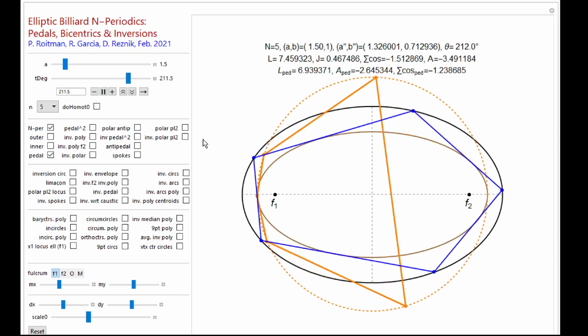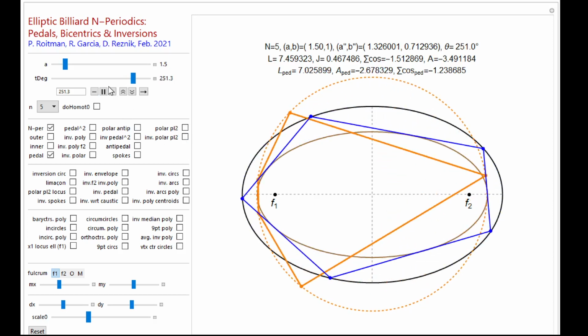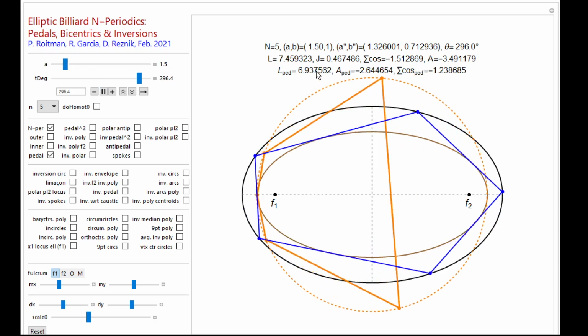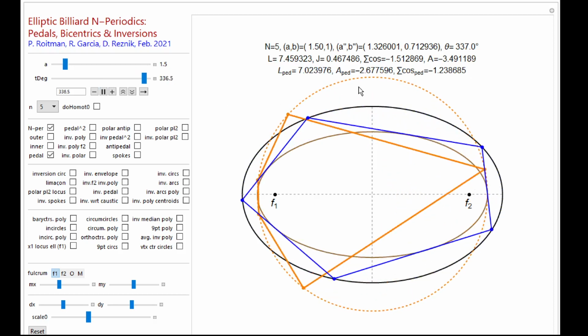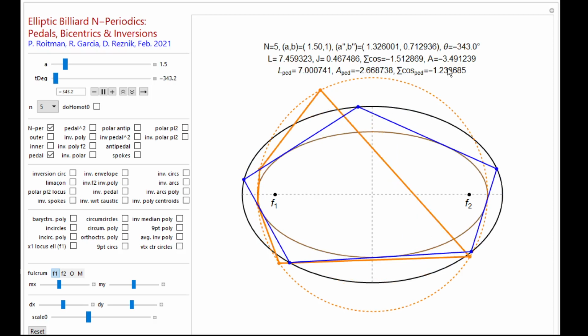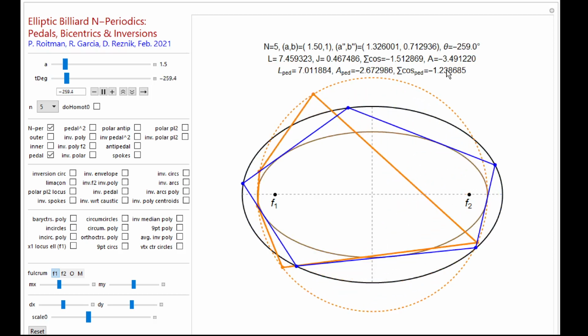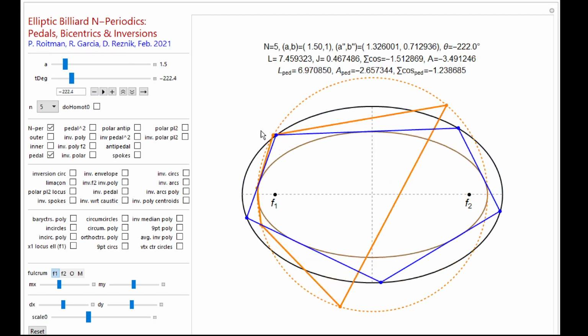Okay, so let's watch this some more. Now I can report up here the perimeter of this family, its area, and also the sum of cosines. So you're going to notice that this family has variable perimeter, variable area. However, like its parent 5 periodic, it also conserves the sum of cosines. Very well. Now let's repeat this operation.